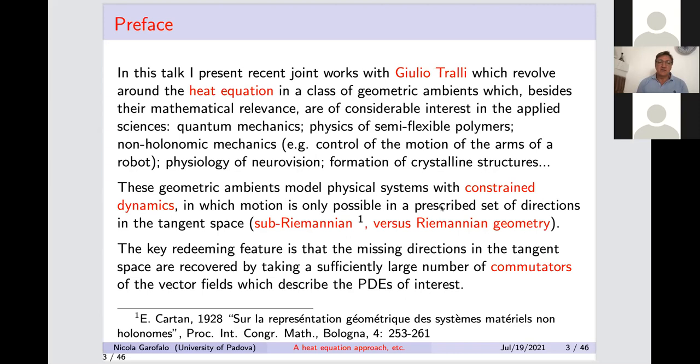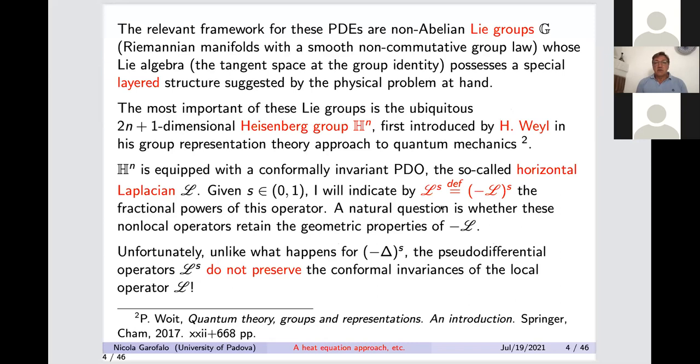So there is subriemannian versus Riemannian geometry. And the key redeeming feature of these ambients is that the missing directions in the tangent space are recovered by taking a sufficiently large number of commutators of the vector fields which describe the relevant PDEs. So the relevant framework here, the tangent space, will be non-abelian Lie groups. So these are Riemannian manifolds with a smooth non-commutative group law, whose Lie algebra possesses a special layer structure suggested by the problem at hand. So for each problem, you have to adjust the layering of the Lie algebra to the problem that you are considering. The most important of these Lie groups is the ubiquitous 2n plus 1 dimensional Heisenberg group, which was first introduced by Hermann Weyl.